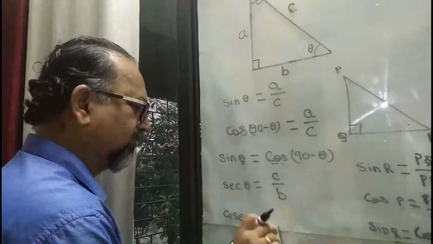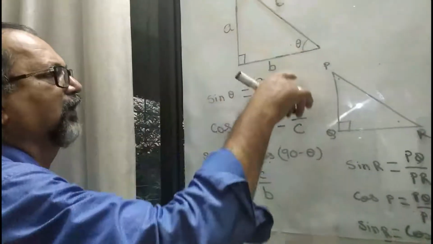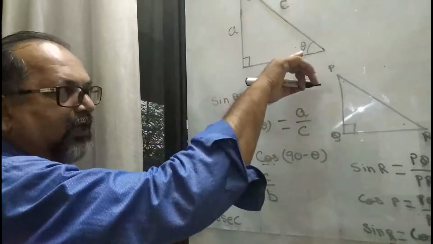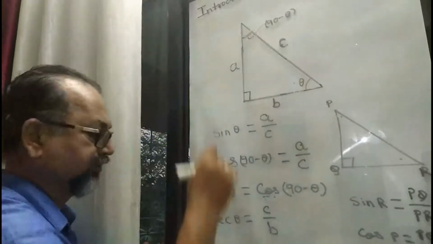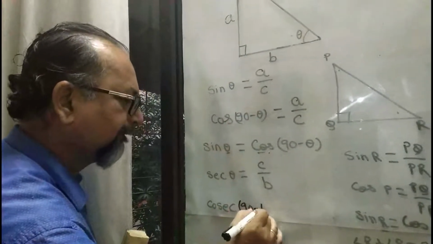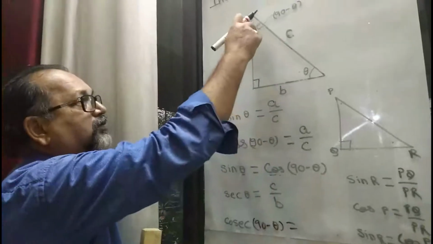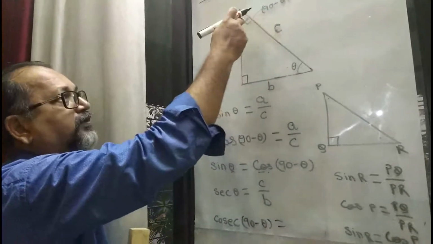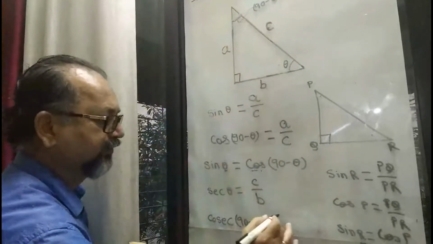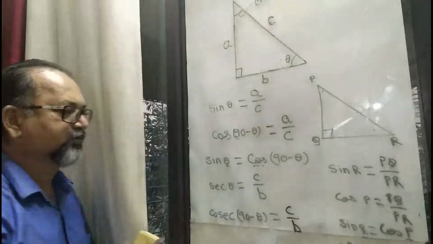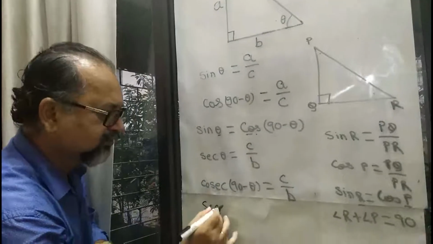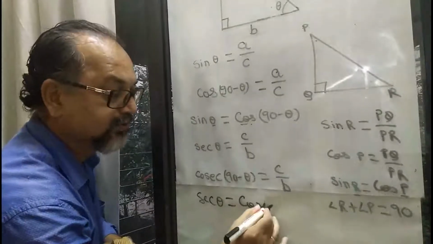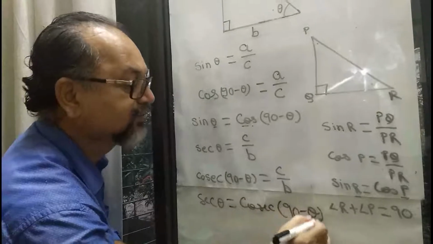But let me not find that. We are not interested in this angle again. We have already found sec theta. Let us find cosec of the complement of theta, which is here, 90 minus theta. So what is cosec of 90 minus theta? Cosec of this will be hypotenuse upon the side opposite to this, so it will be C upon B. So sec theta is C upon B, cosec 90 minus theta is C upon B. That means sec theta is the same as cosec 90 minus theta.